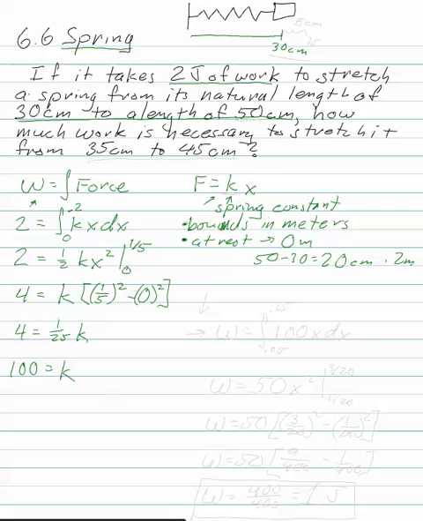So now that we have our k, we can answer the second part of the question. How much work is necessary to stretch from 35 to 45? So we want to integrate. The work is the integral from, if we're going from 35 to 45 and our natural length is 30, 35 is 5 centimeters away, which is 0.05 meters. And we're going to 0.15 meters away. And now we have our k, so it's 100x dx.